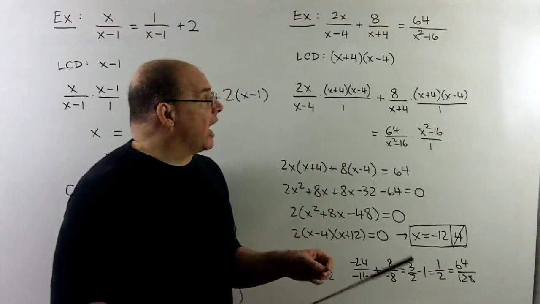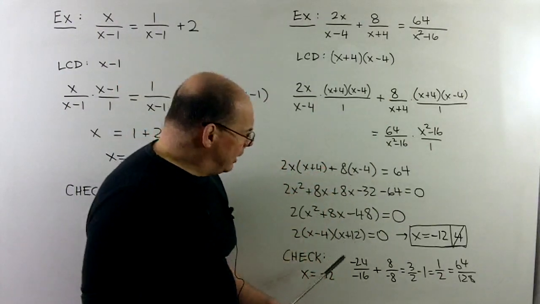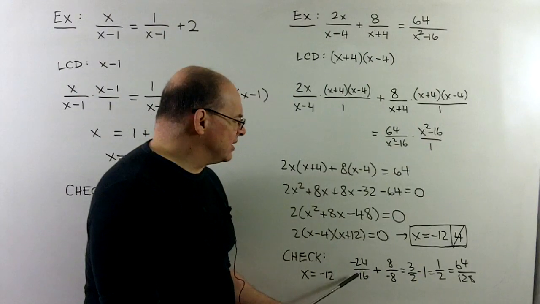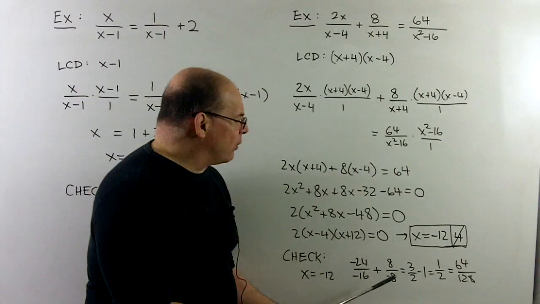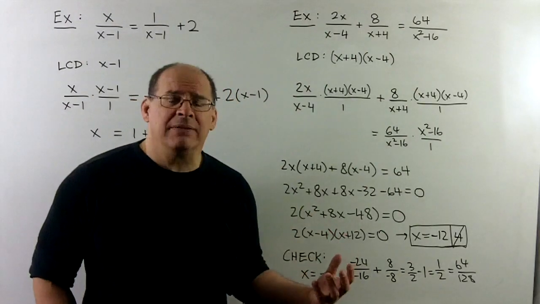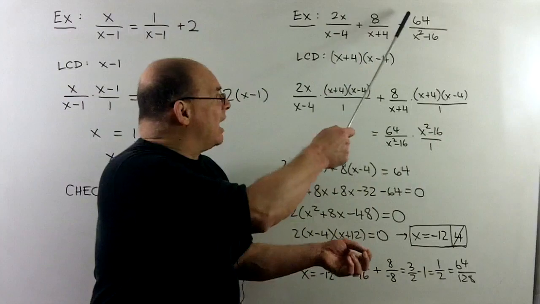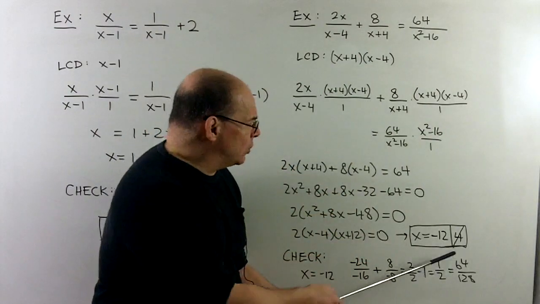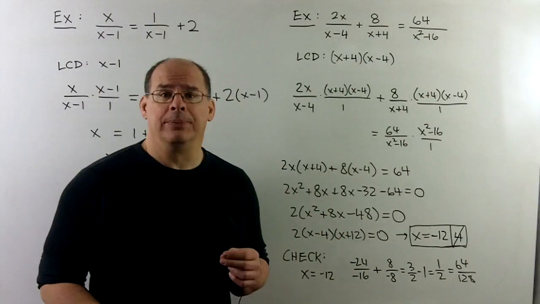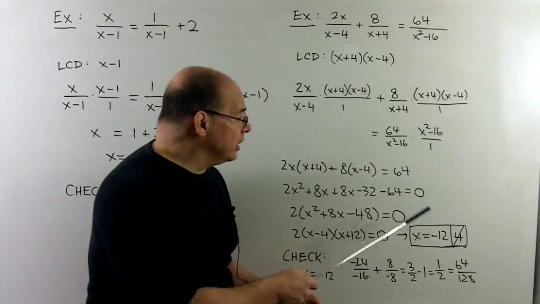For the strong check, okay, we'll put that in, then we get, in the original equation, a minus 24 over a minus 16, plus an 8 over a minus 8. Well, that's going to be a 3 halves minus a 1, which is a half. I go and check the other side, and that's going to give me a 64 over 128, which is again a half, so that checks out. So here, only one solution.